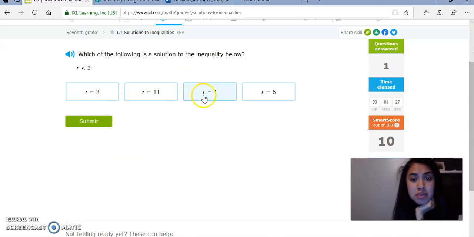So I'm going to select numbers that are less than 3. Is 3 less than 3? No. 3 is equal to 3, and we don't have the little dash that tells us that it also has to be equal to. So we're not going to select this one. R equals 11. 11 is not less than 3, so we cannot select 11. R equals 1. 1 is less than 3, so we're going to select that one. R equals 6. 6 is not less than 3, so we cannot select that one.